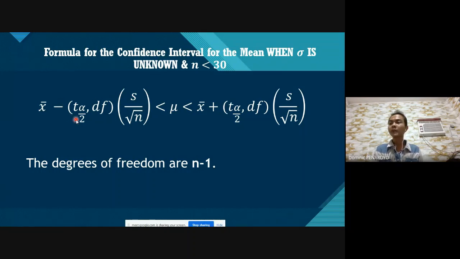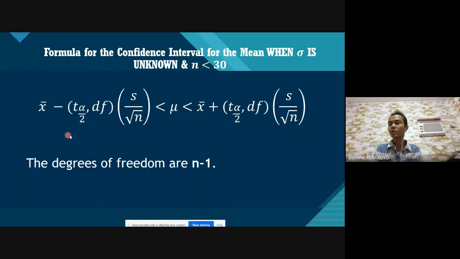Now, for the margin of error, this is the formula: t alpha over 2, df times s over square root of n. This is our formula for the margin of error. For the standard error, for the t-distribution, that is s over square root of n. Again, please take note of the formula for the margin of error. Let me repeat: t alpha over 2, df times s over square root of n. This is the formula for the margin of error for the t-distribution. And for the standard error for the t-distribution, we have s over square root of n.